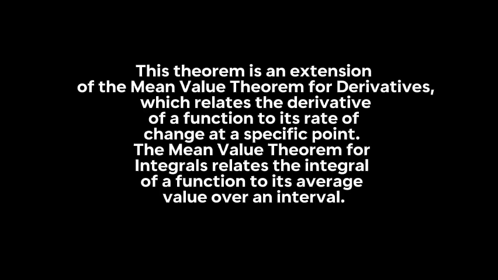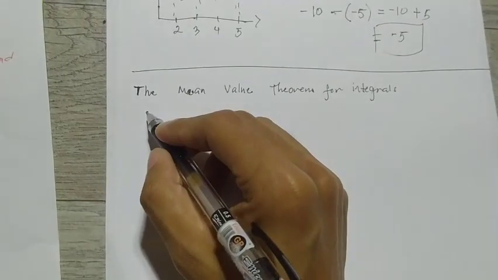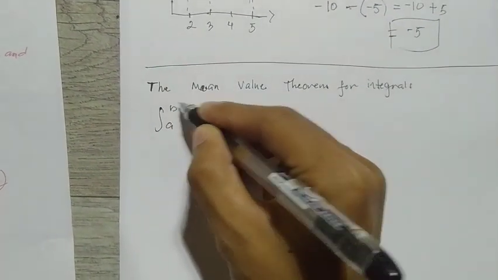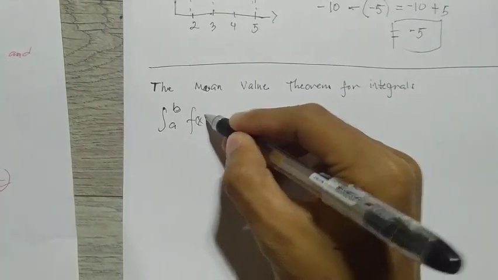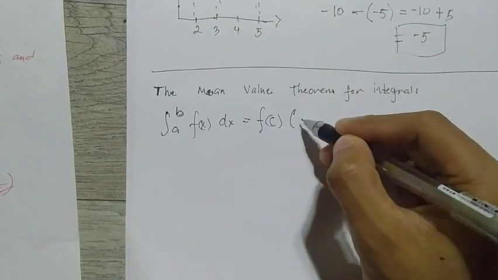The mean value theorem for integrals has many practical applications in physics, economics, and engineering. It can be used to calculate the average value of a function over a given interval, which can be used in determining the total amount of some quantities over the interval. So the mean value theorem for integrals is the integral from a to b of f(x) dx is equal to f(c) times (b minus a).